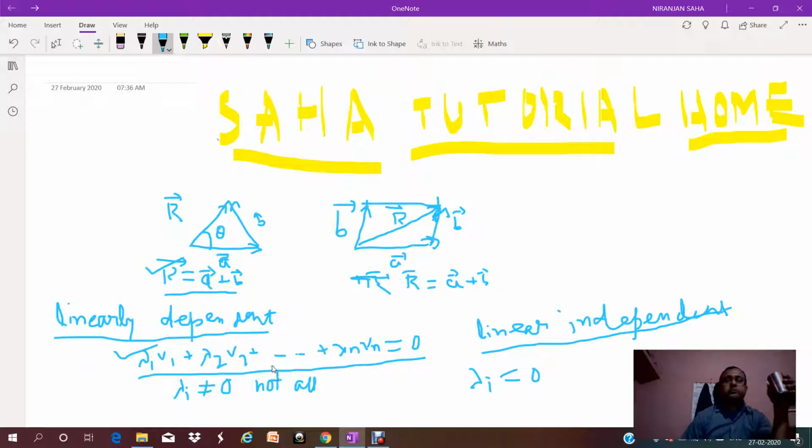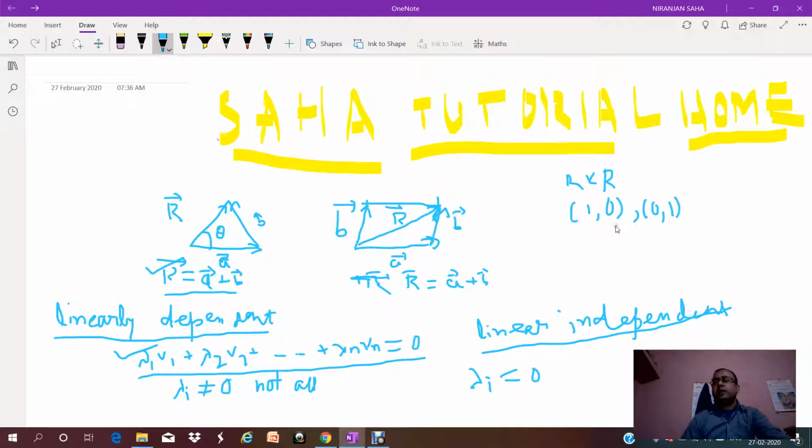Now we also know about the standard basis for the Cartesian plane R2. The standard basis is (1, 0) and (0, 1). These two are called the standard basis.